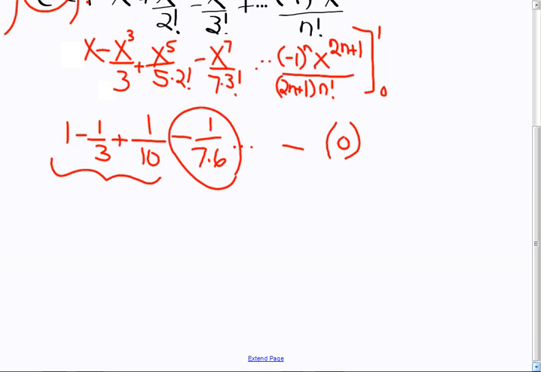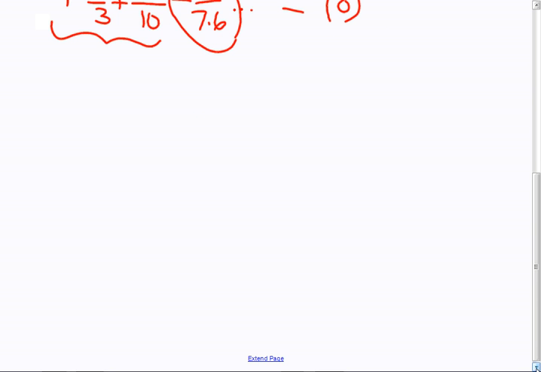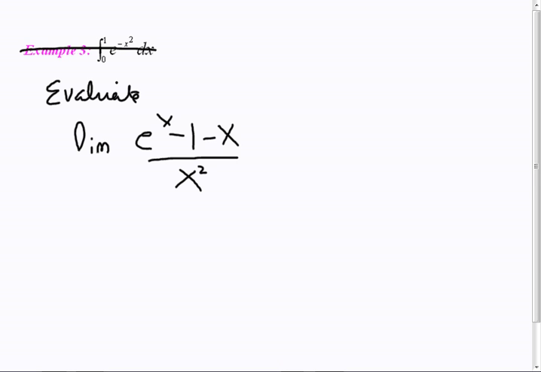How about example 4? Grant, why don't you come up and do example 4 for us? No, you don't get that. Just do it.